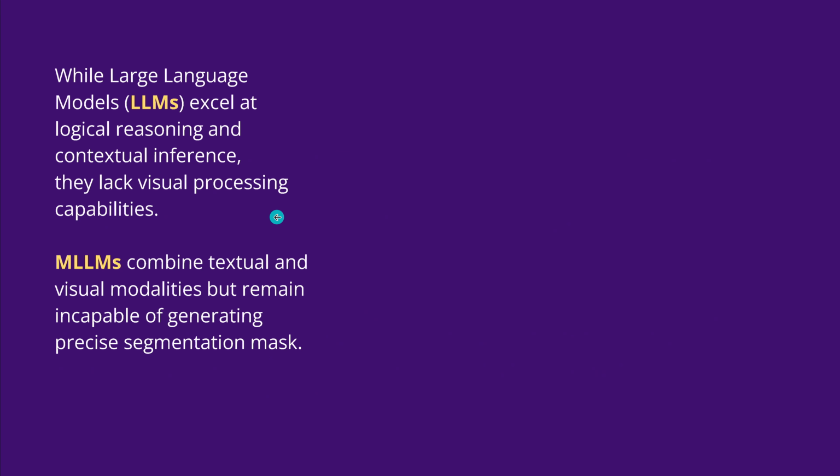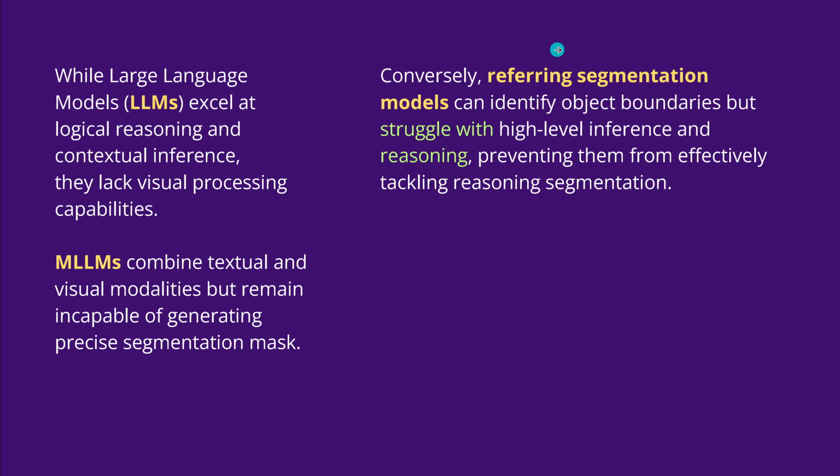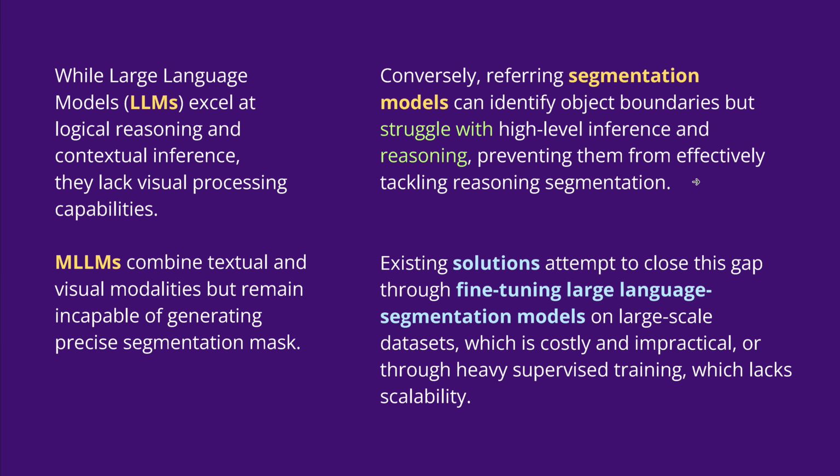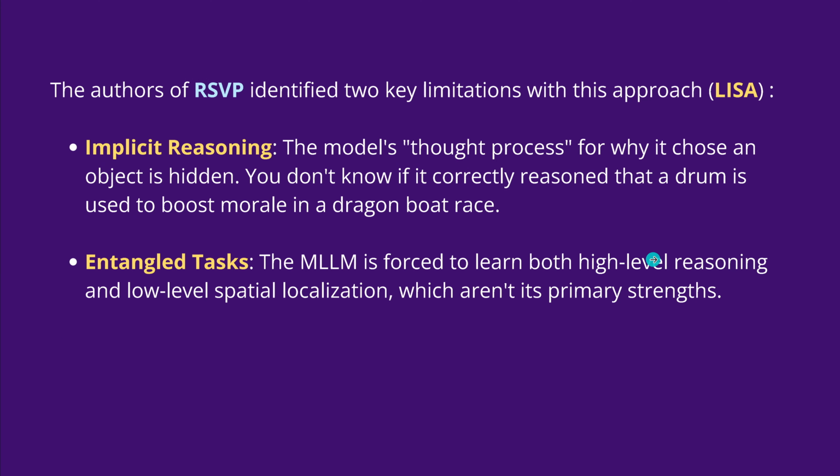Now, we have large language models. We have multimodal large language models with textual and visual modalities combined, but they remain incapable of generating precise segmentation masks. So we went on to referring segmentation models. I will explain them in a moment. They can identify the object boundaries, but struggle with high-level inference and reasoning, preventing them from effectively tackling reasoning segmentation. So the solution was to bring everything together under one huge umbrella of fine-tuning a large language segmentation model on a large-scale dataset. Extremely costly, extremely impractical, and it completely lacked scalability. So it was not really the perfect solution.